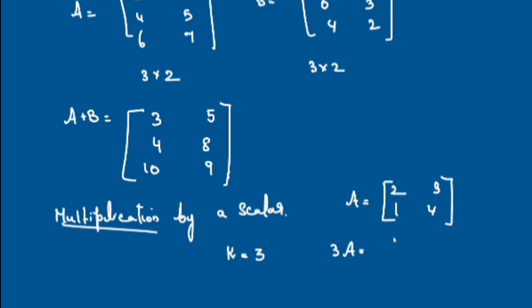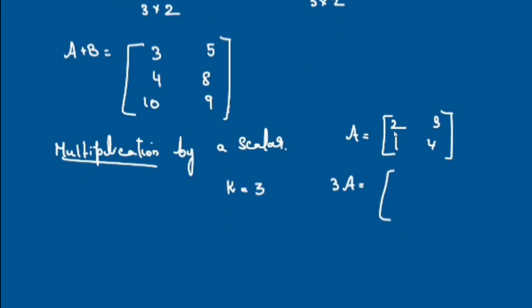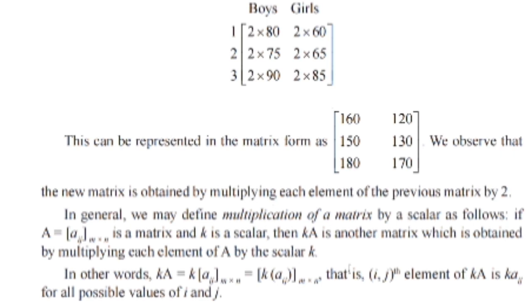This is a new matrix where each and every entry, that is all the entries, are multiplied by 3. If it is 2A, you have to multiply all the entries by 2. So all the entries, not just one row or one column, you have to multiply all the elements. So 3 into 2, 6, 3 into 3, 9, 3, 12. So that is called the scalar multiplication. So if A is a matrix and K is a scalar, KA is another matrix which is obtained by multiplying each element by the scalar K.